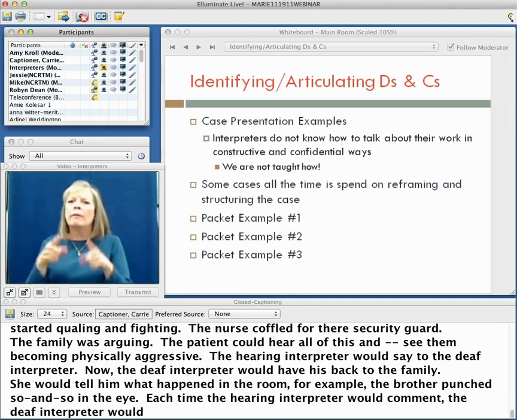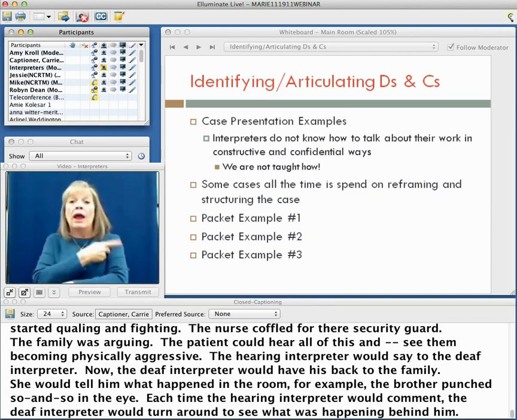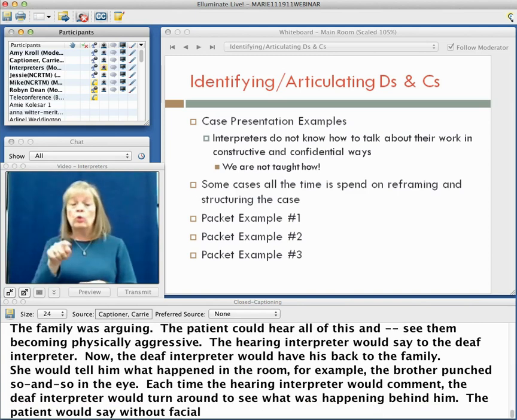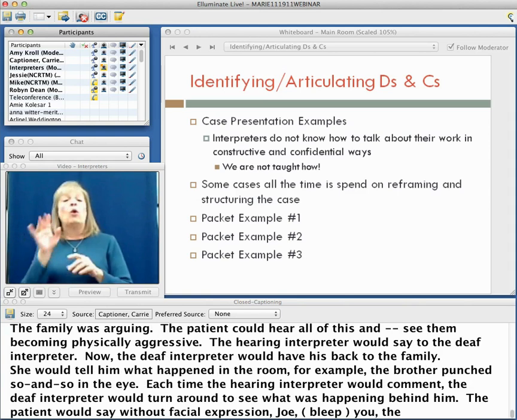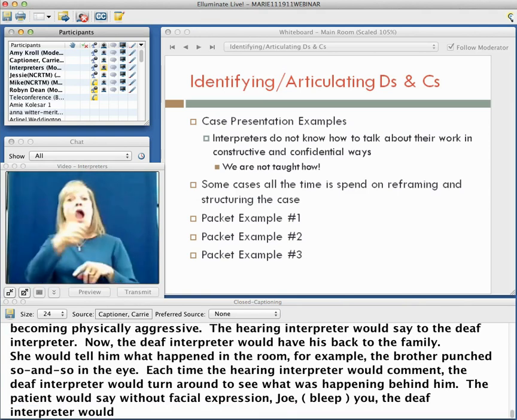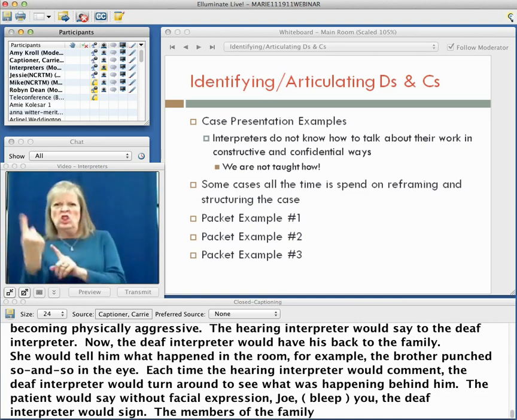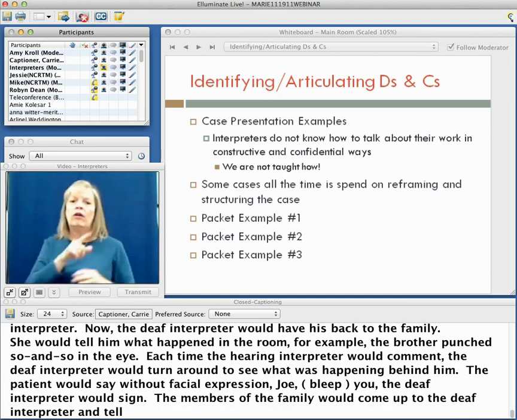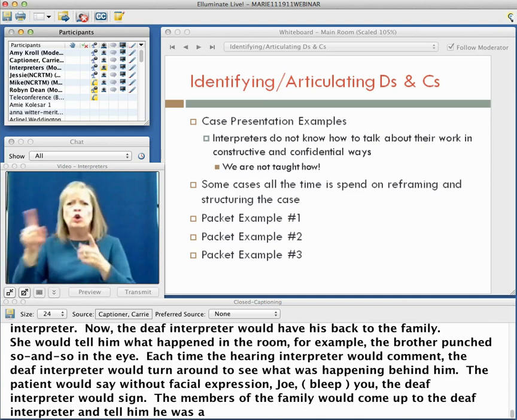The patient would say without facial expression, "Joe, fuck you." The deaf interpreter would sign word for word, and the hearing interpreter would voice using first person. The brother and the other members of the family would come up to the deaf interpreter and tell him that he was a liar. The lawyer would have to yell at the family members to keep them from yelling at the deaf interpreter and each other.